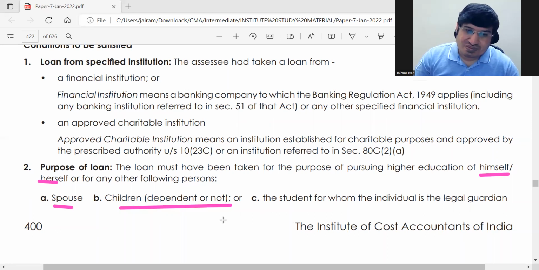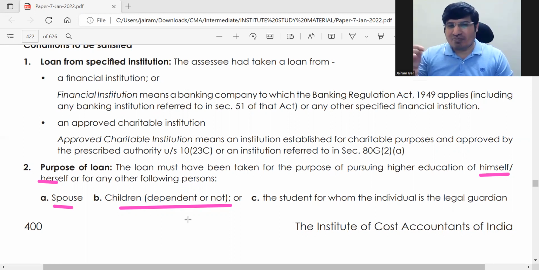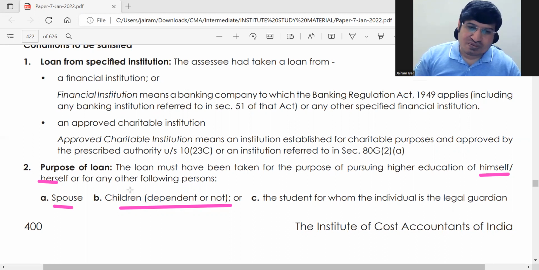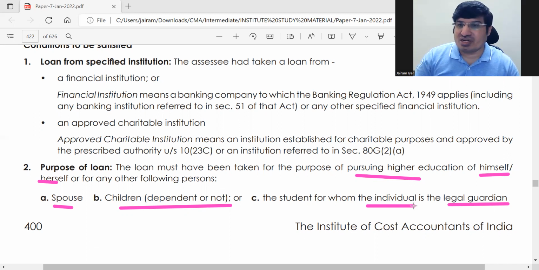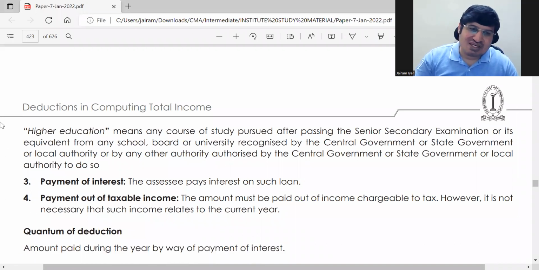These are some smaller things which, once everything is over, you just have to go through and make sure you get it right. There will be only some variations. So, the purpose of the loan is higher education for himself, herself, spouse, children, dependent or not. One more thing is possible here: for brother, sister and others you cannot take. If you are the legal guardian of someone, then you can take a loan for that person and will get the deduction. And as I said, there's no limit. Full interest is deductible.